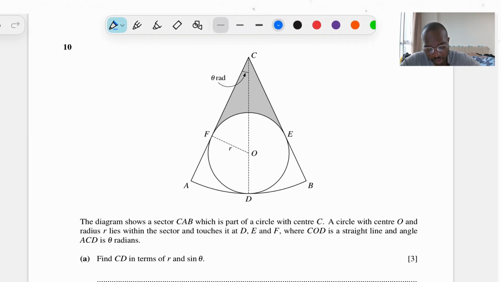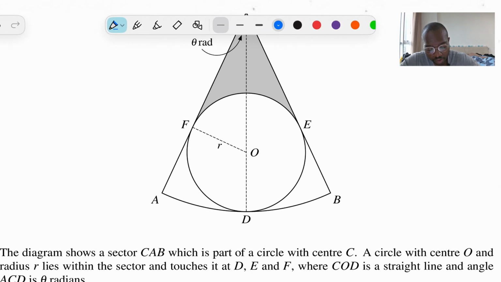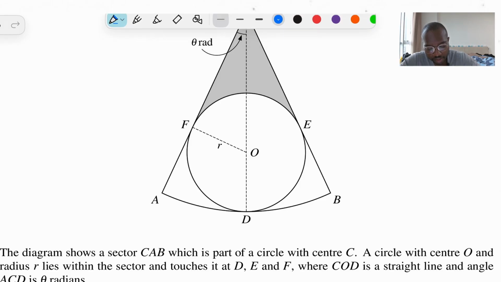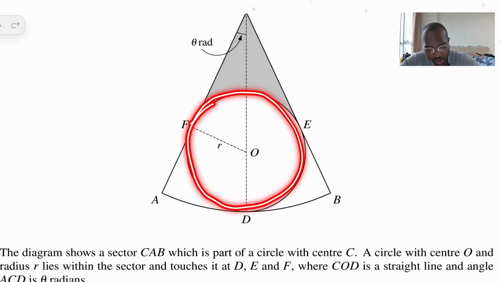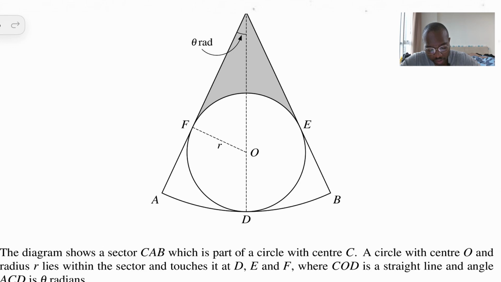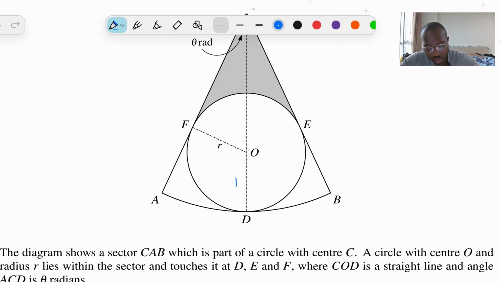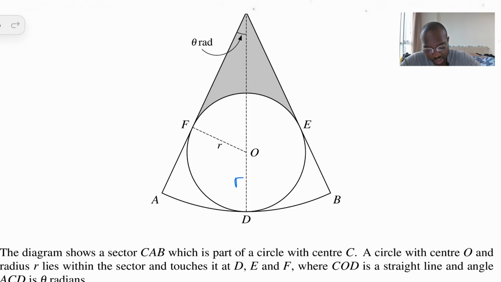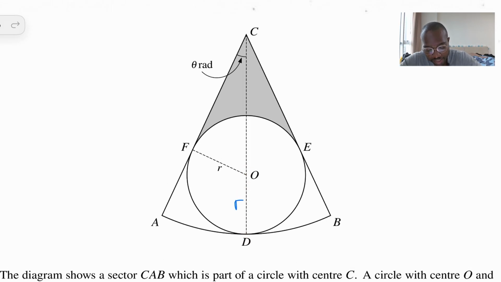So, well, what do we know? Let's just put in that stuff we know. Well, we know that we have this circle here, and it has radius R. Now, if this is the center O, then from O to D, that also has to be R. And we want CD in terms of R and sine theta. So we've already worked out this bit here. We know that this bit here is just going to be R. So that's done. Now we need to work out CO. We need to work out what this bit is here.